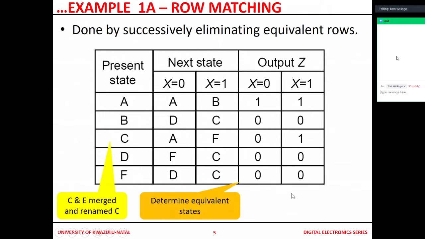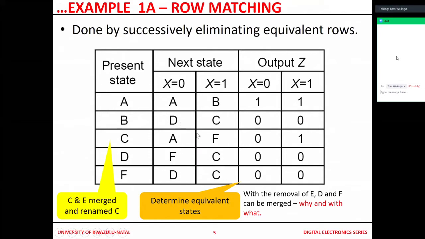Another one can take D and F. I took D and F because I just wanted to introduce another thing into each other. So you start with the output. 0, 0 is fine, 0, 0 is fine, CC is fine, and here they are looping into each other. That is a condition for equivalent next states, into each other or into themselves. So D and F, we merged and called it D.